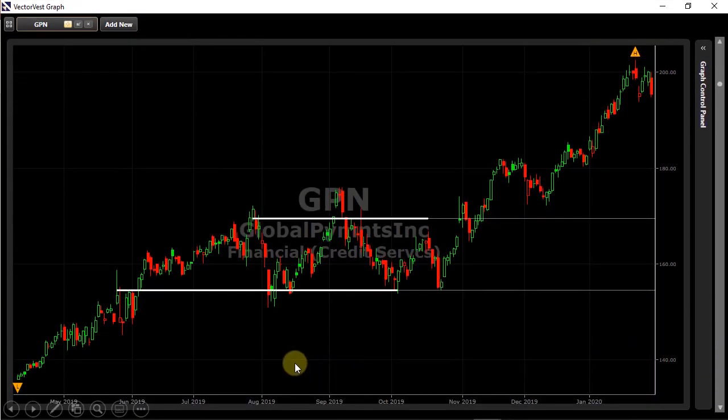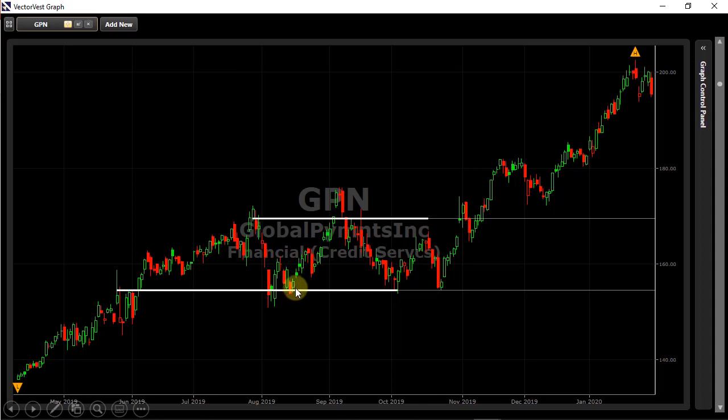Here's another example, GPN. So we'll look back here on the left-hand side. Here's May, June 2019. Little hesitation right in that zone before the stock breaks out above it. Reaches a price of about $170, pulls back, and then price stops in August right at the same level where we saw a hesitation back here in June. Retraces from that support level, and we get a retest.